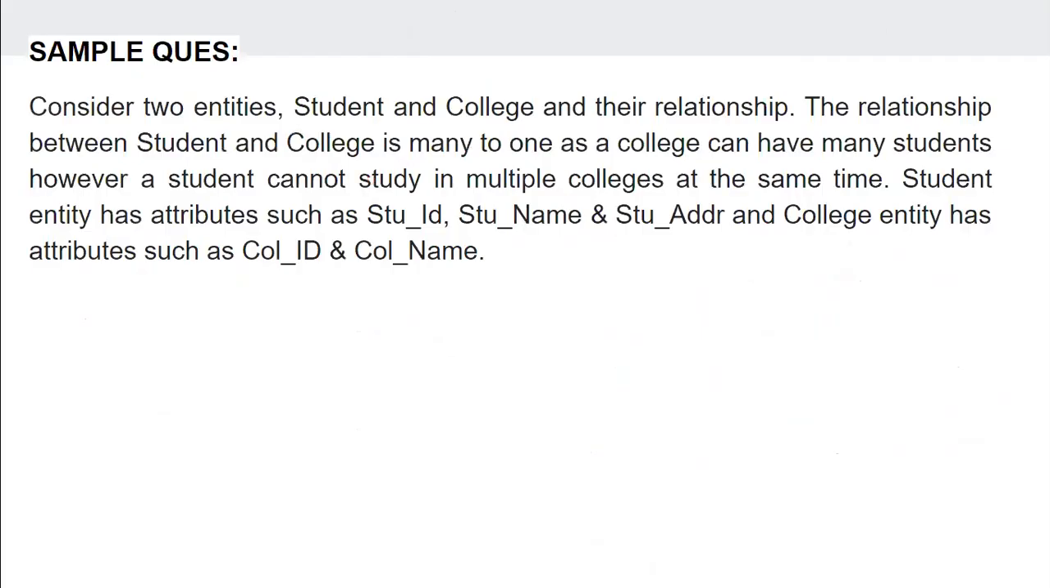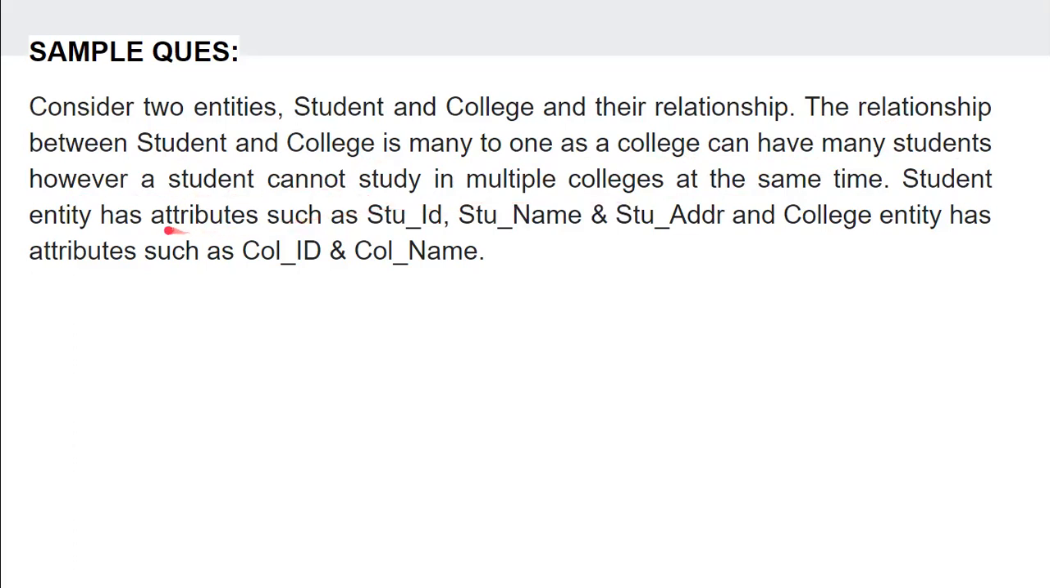Now there may be a sample question. Here we are saying student and college are two entities, and the relationship between student and college is many to one. That says a student can opt for one college only. So the relationship here, we are saying, is many to one, and a college can have many students. However, a student cannot study in more colleges.